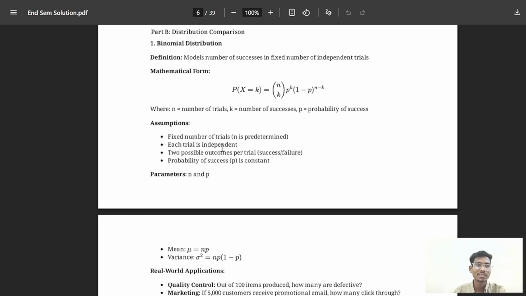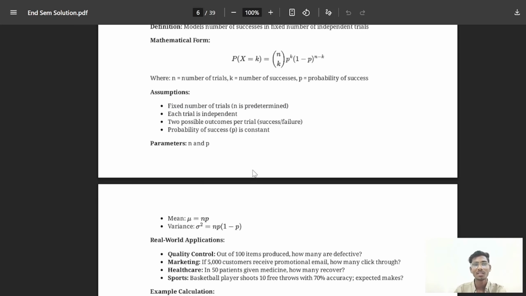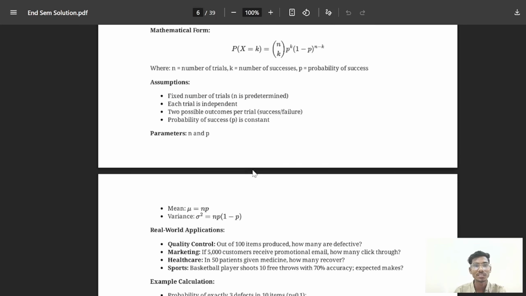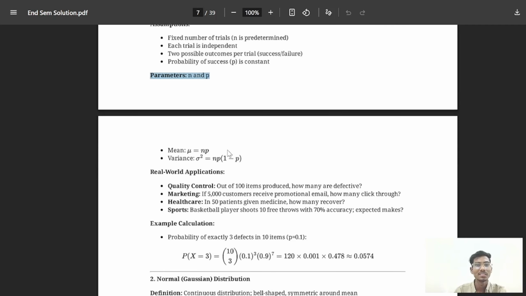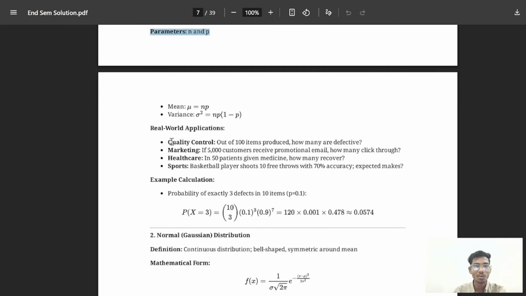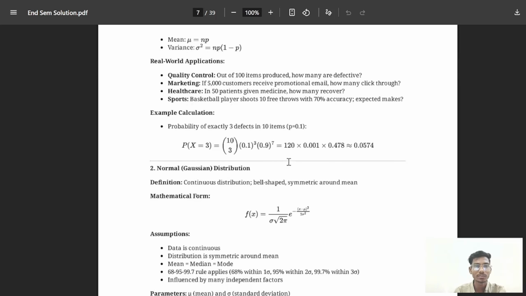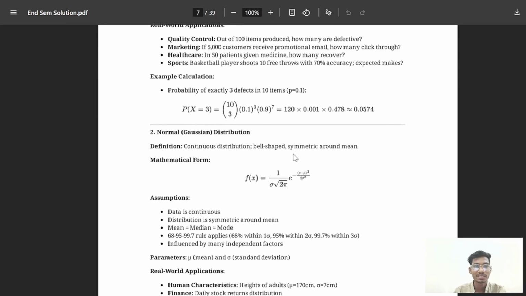Assumptions are fixed number of trials, n is predetermined. Each trial is independent. Two possible outcomes per trial, success failure. Probability of success, p is constant. Parameters are n and p. Mean, mu equal to n into p. Variance is sigma square equal to n into p into 1 minus p. Okay, real world applications are quality control, marketing, healthcare, sport. Example calculation, this one is the example.